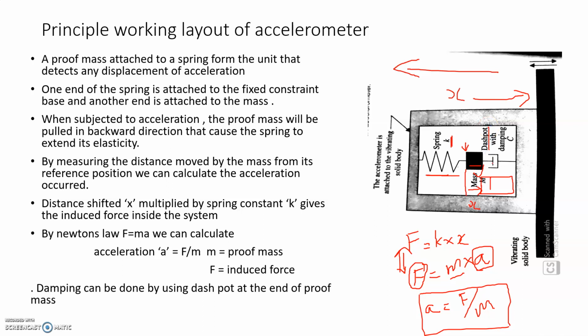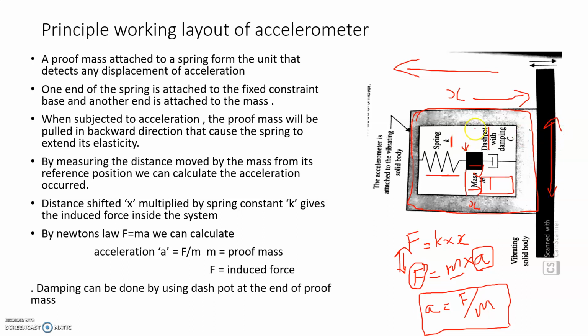So the dashpot is used to provide the necessary damping effect. The proof mass, spring and the dashpot have to be placed inside the metal casing, and this metal casing is connected to the object at which the acceleration will occur.